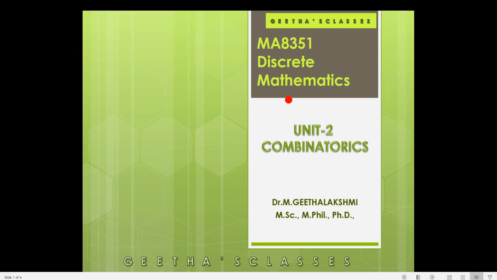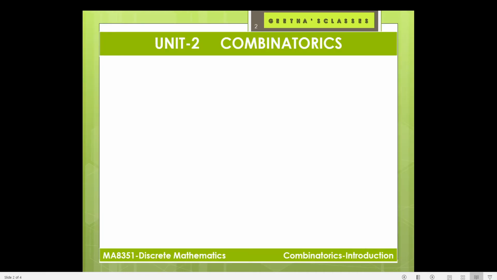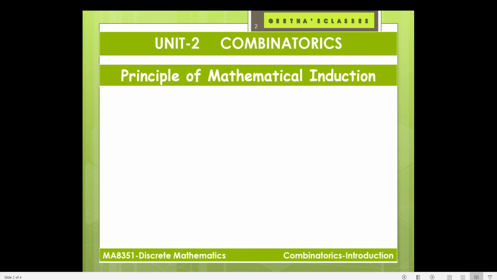Today we are going to see about the course Discrete Mathematics ME 8351. So we are going to start a new unit, Unit 2, Combinatorics. Let us see what are all the topics under Unit 2 Combinatorics. Under this you have one important topic called the principle of mathematical induction.